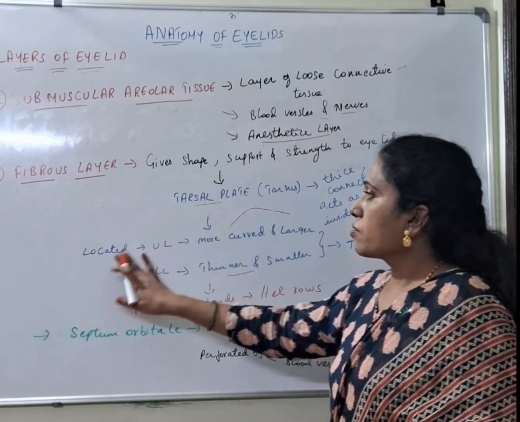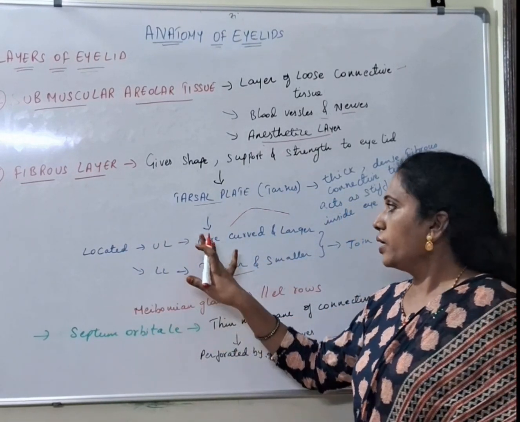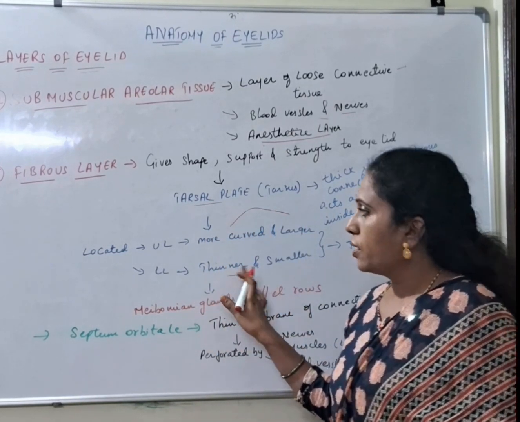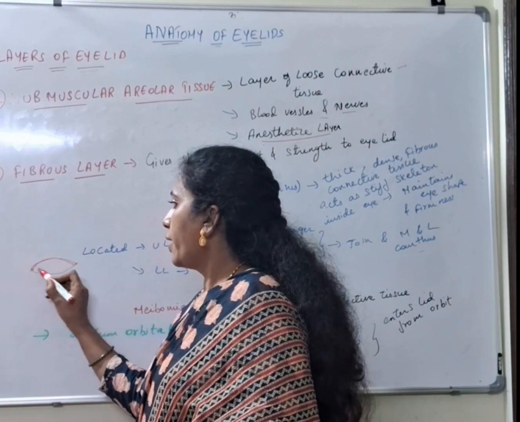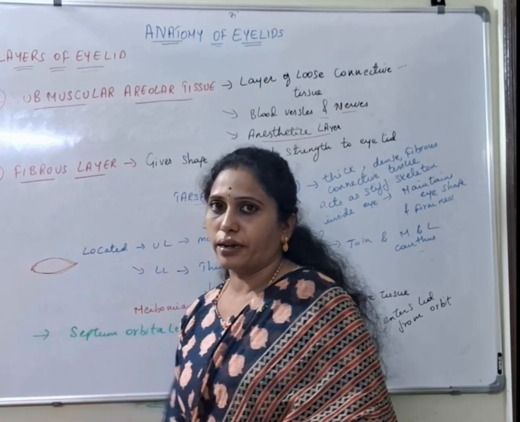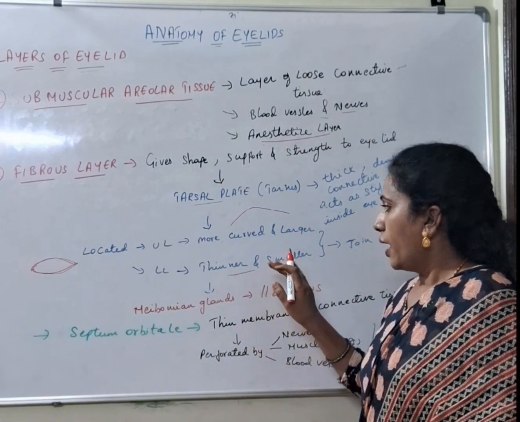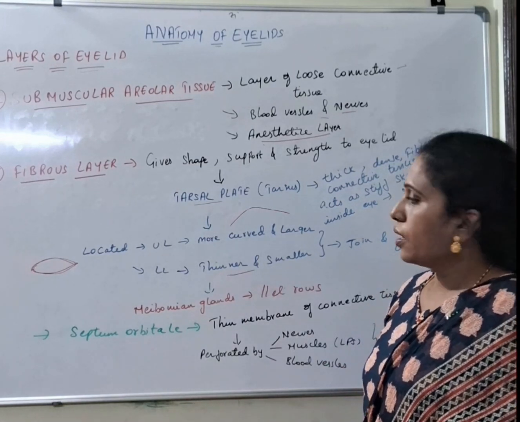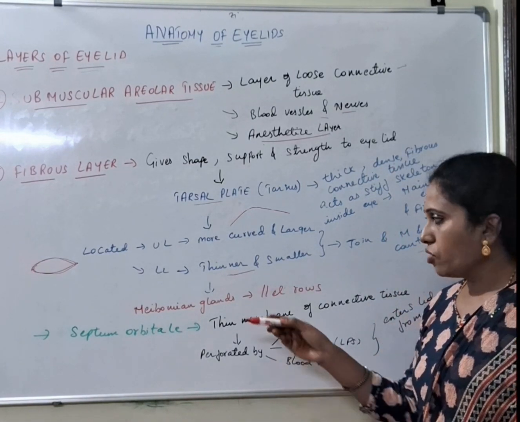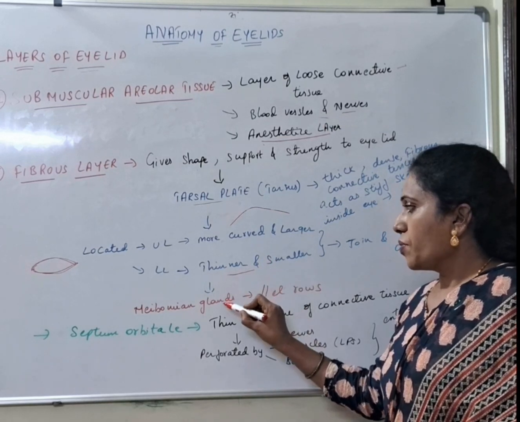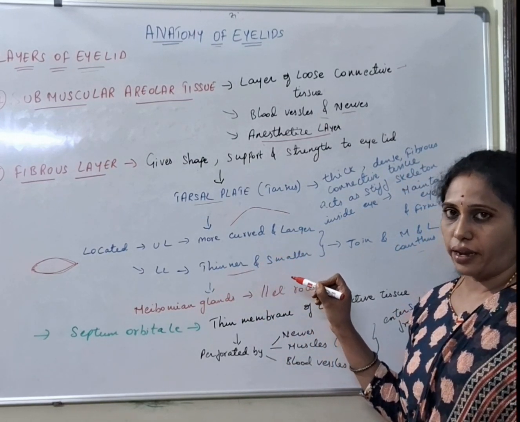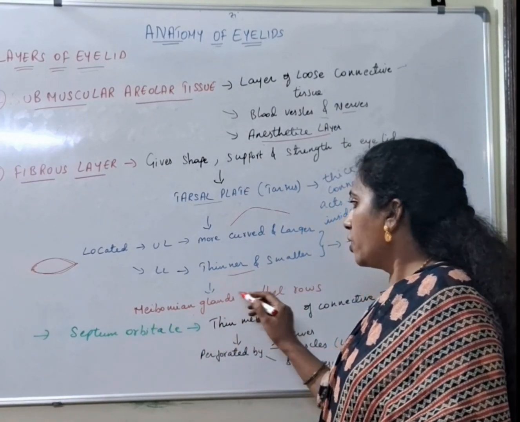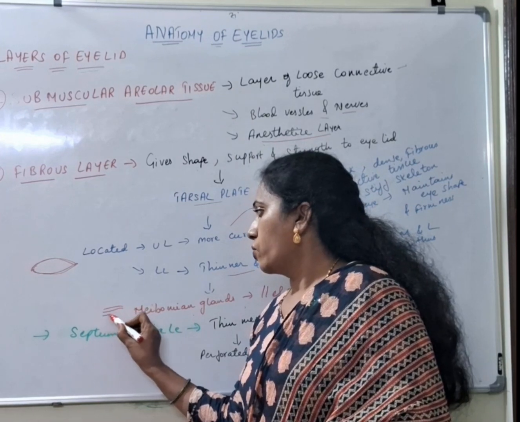And where is it located? It is located in both the upper lid as well as the lower lid. In the upper lid, it is more curved and larger, and in the lower lid, it is thinner and smaller. This upper tarsal and lower tarsal meet at the medial and lateral canthus. In addition to this, it also contains the glands called meibomian glands. As I said in the first layer, these meibomian glands are nothing but sebaceous glands which produce oil. These meibomian glands are present in the fifth layer on the tarsal plate, arranged in parallel rows.